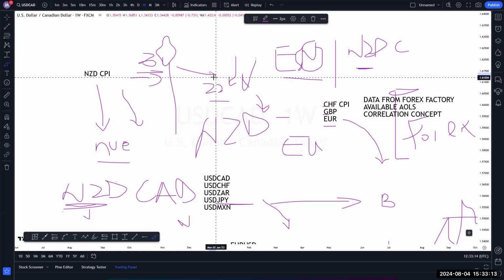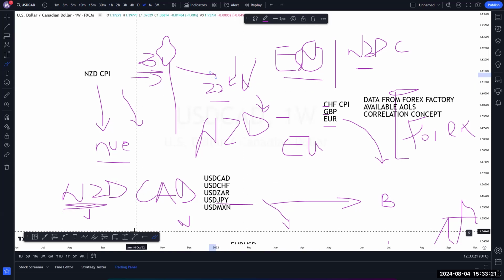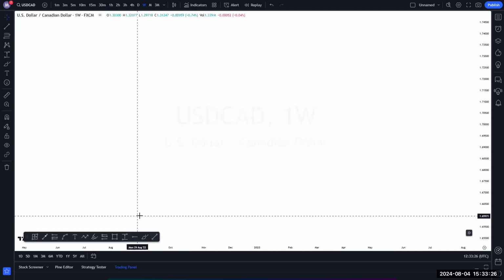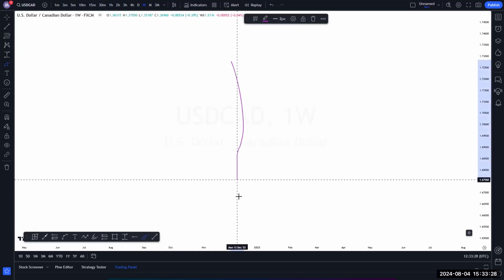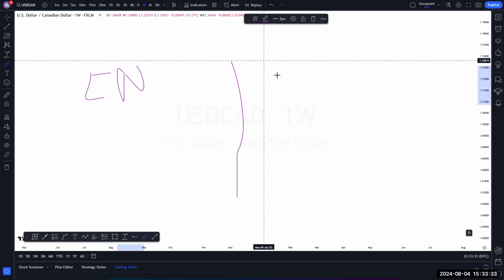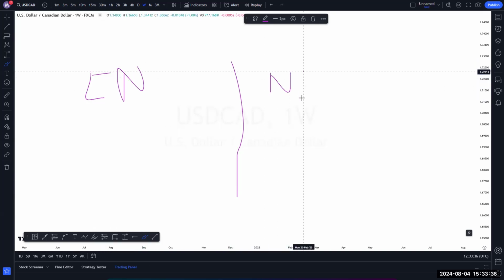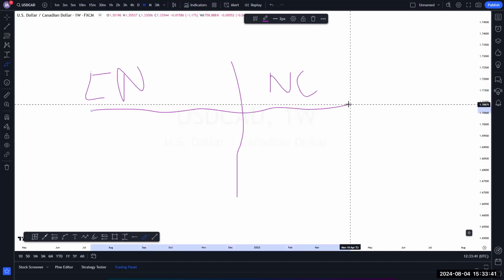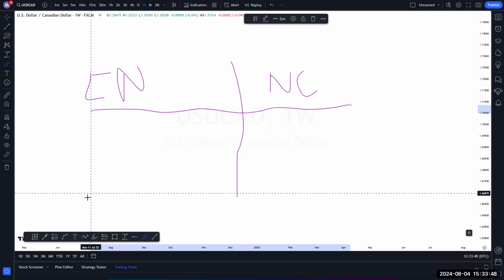Now, before even deciding what to use the data from the Forex Factory for, what do we do? We first compare these correlation pairs before the news is about to be released. We come here and check what's there on both Euro NZ and NZ CAD. Whenever we compare these two, we can decide what to do. Now, here we may be having this kind of a structure.